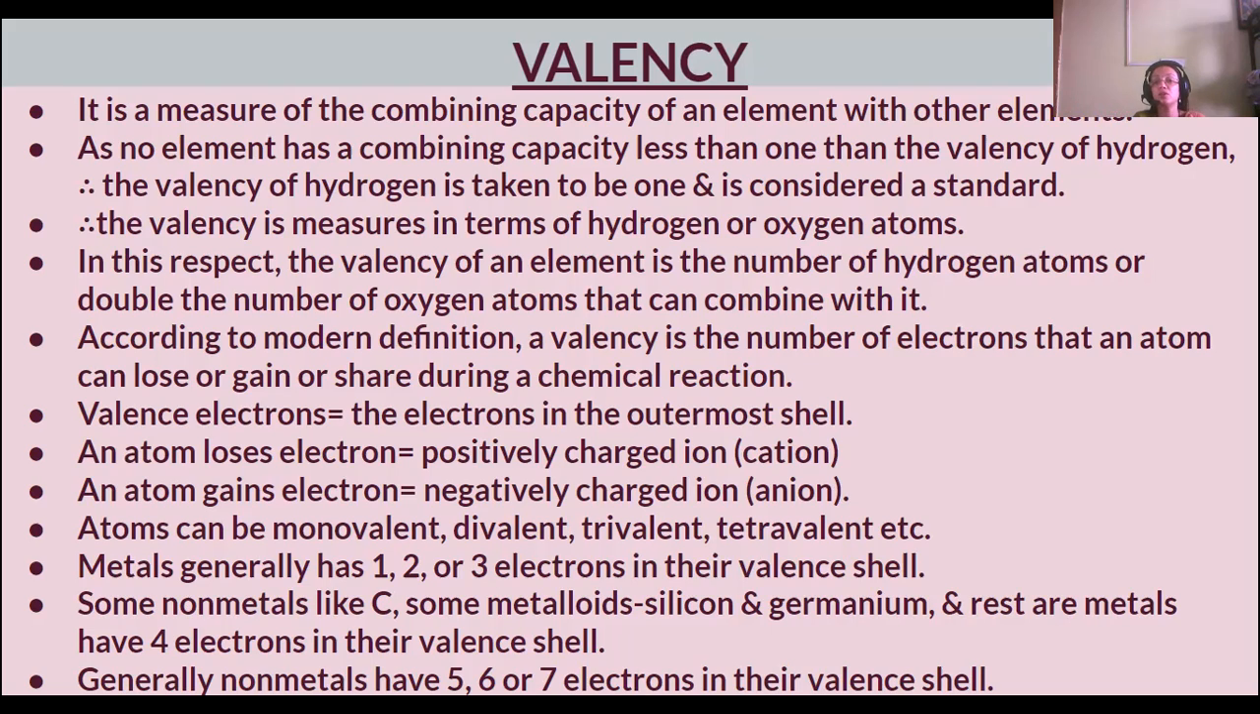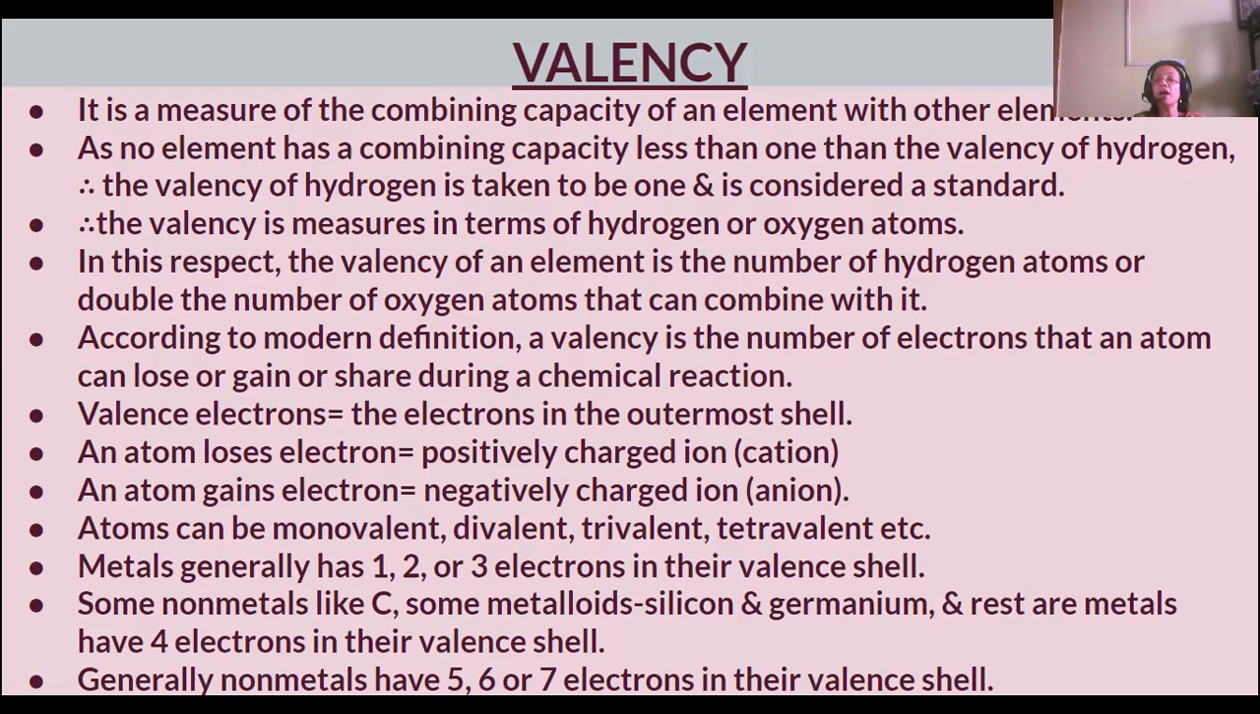Now, valence electrons are the electrons of the outermost shell. If an atom loses electrons, the atom becomes a positively charged ion, known as a cation. That means the negative charge becomes less than the positive charge of the atom. If an atom gains electrons, it becomes a negatively charged ion, known as an anion, because when it gains electrons, its positive charge becomes less than the negative charge, and therefore it is a negatively charged ion.